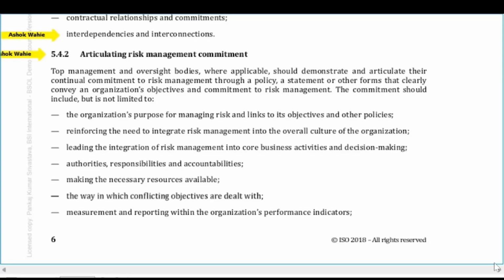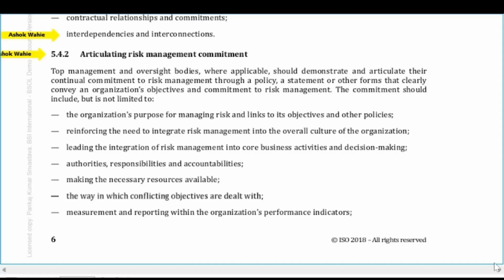So, one of the first requirements is that when you are going to implement the guidelines of the standard in your organization, you need to provide evidence of how you demonstrate or articulate risk management commitment. This articulation can be in the form of a policy, a risk management policy, another statement, or any other form that clearly conveys the organization's objectives and commitment to risk management.